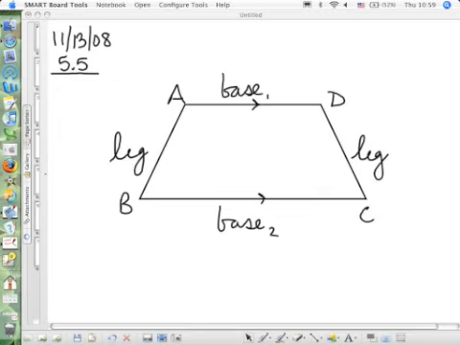There's no leg 1 and leg 2. But we need to know base 1 and base 2 because we're going to be using that in some formulas. What constitutes base 1? It doesn't really matter. Whichever one you pick. Just distinguish between the 2 bases.